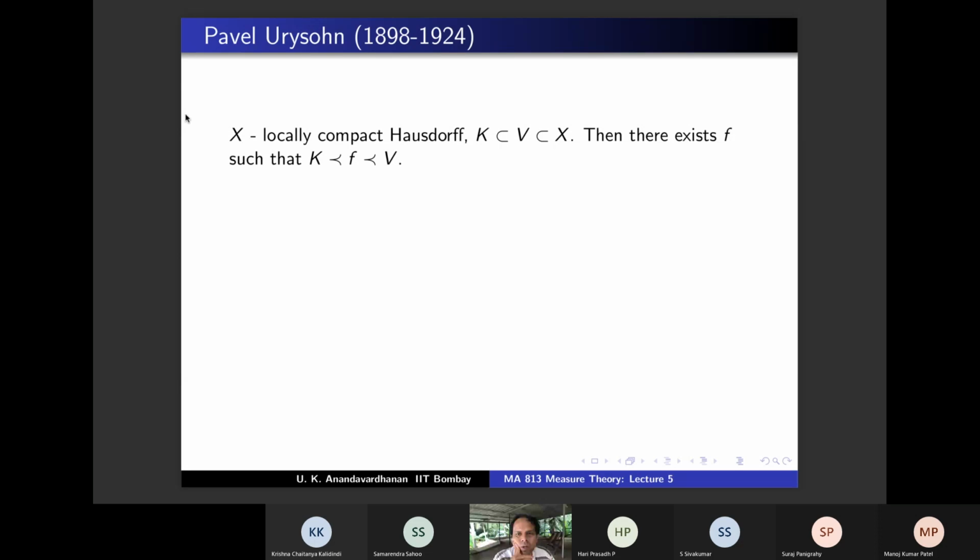But the claim in Urysohn is there exists an f such that K precedes f and f precedes V. So what is the meaning of this? There exists a continuous function of compact support f whose values are between 0 and 1, and on K it's identically 1. And regarding V, what is the claim? Support of f is contained in V. This kind of a continuous function is guaranteed by Urysohn's lemma.